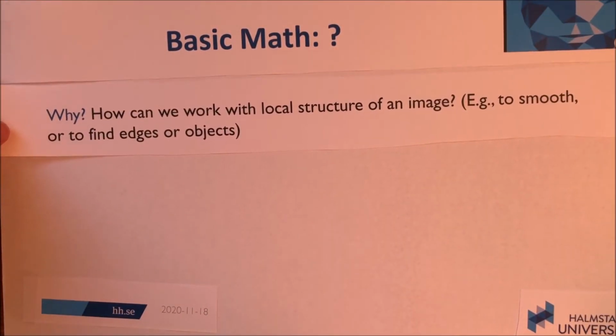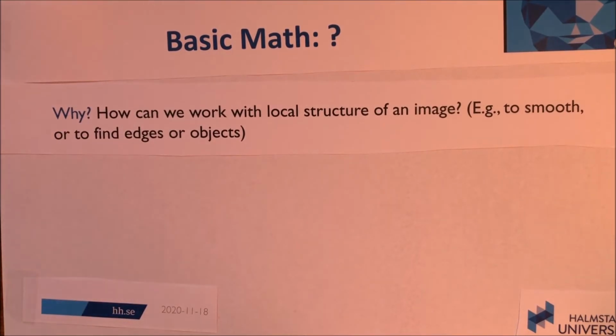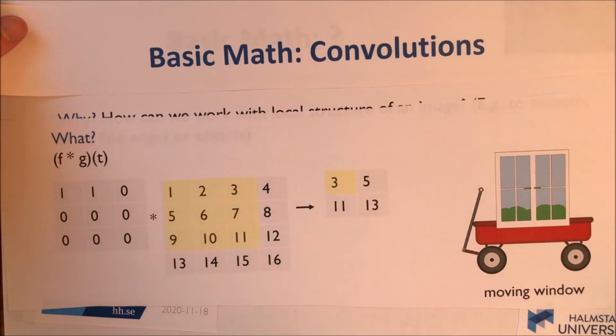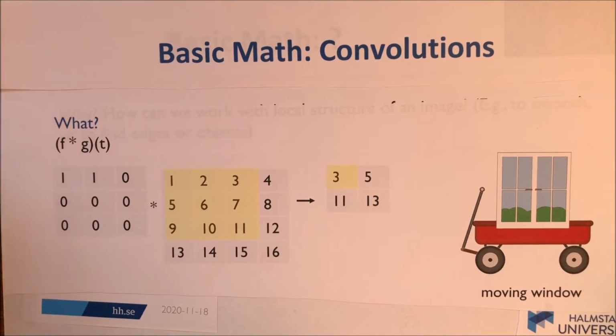Well, with embedded and intelligent systems, we also work with images a lot, but how can we work with the local structure of an image, for example, to smooth an image or to find edges or objects within that image? Convolutions are very useful here. So how do we do this?